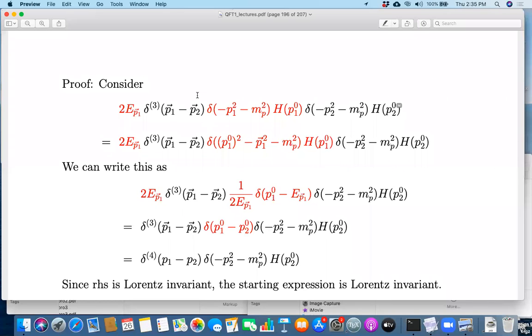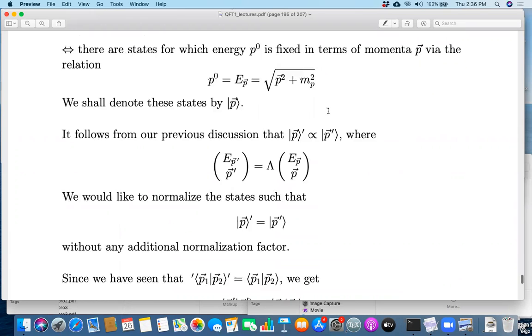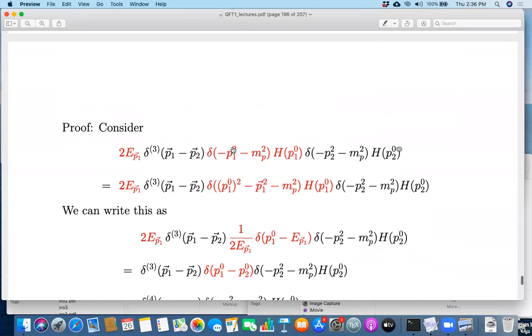So what have we started with? We have started with the quantity that you want to prove is Lorentz invariant, which is not manifestly Lorentz invariant, this one. The rest of the quantities are manifestly Lorentz invariant: delta of minus P1 square minus MP square, H of P1 0. These basically set P1 0 equal to square root of P1 vector square plus MP square, and similarly this sets P2 0 to be square root of P2 vector square plus MP square. These single particle relations are explicitly implemented by delta functions, but I have chosen to implement them in a form in which they are manifestly Lorentz invariant quantities.